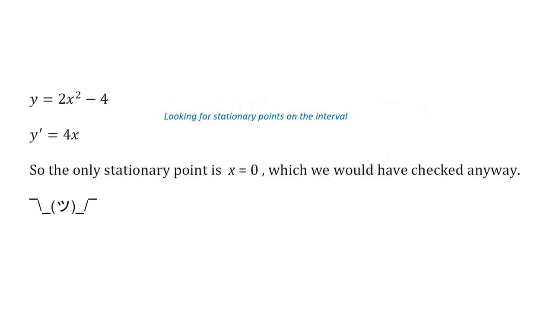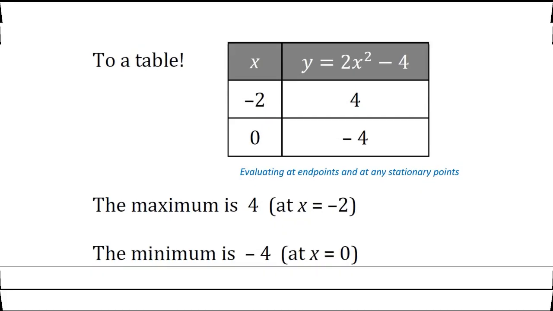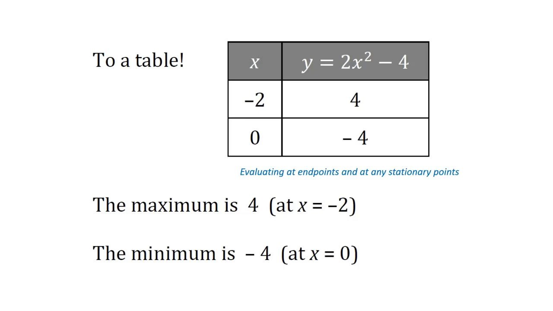And let's take a look at the steps. The first would be to look for any stationary points on that interval. And in this case, well, the only stationary point is 0, which as an endpoint would have been checked anyway. So let's do that. And I will typically put a table together so I can just quickly plug and chug with those values, the endpoints and any stationary points.